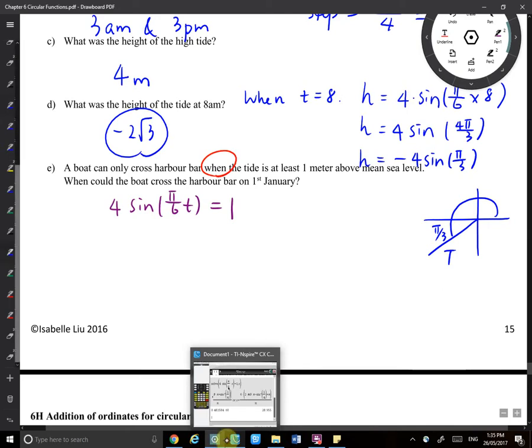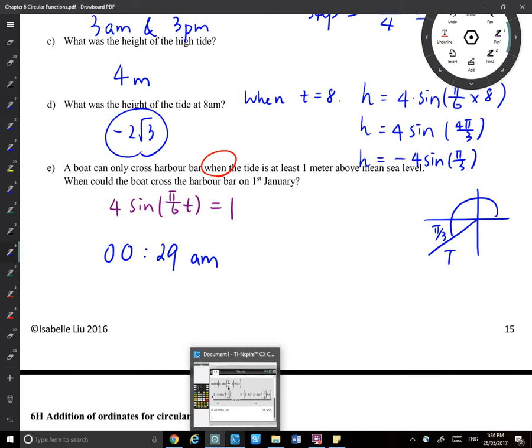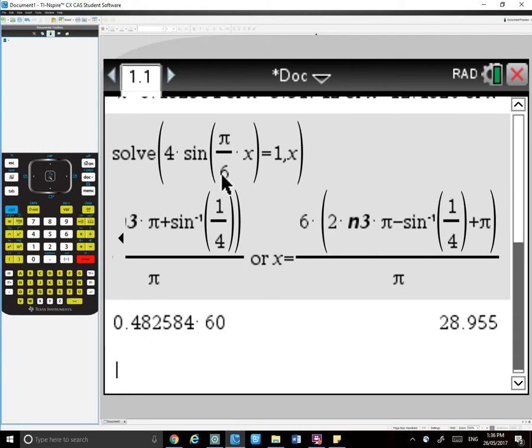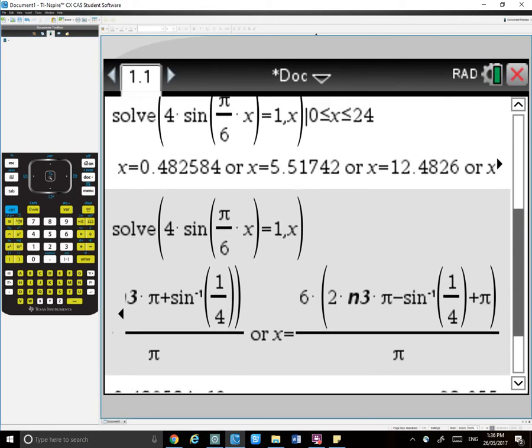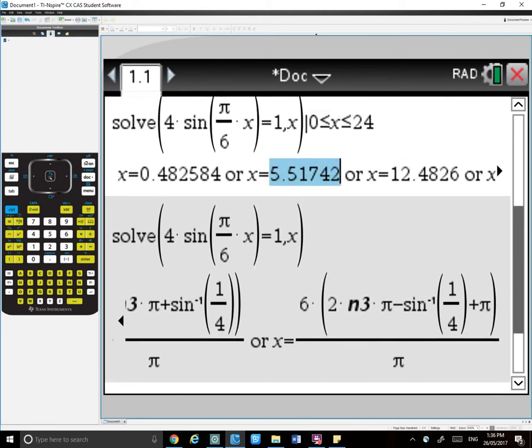So the first intersection is at 00:29 a.m. That's the when. It asks you when. So it's 0.48 hours after, but at that moment it is 12:29 a.m., in the morning. And the second intersection is that one.